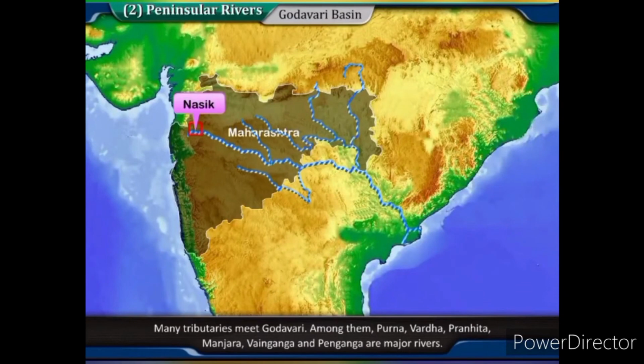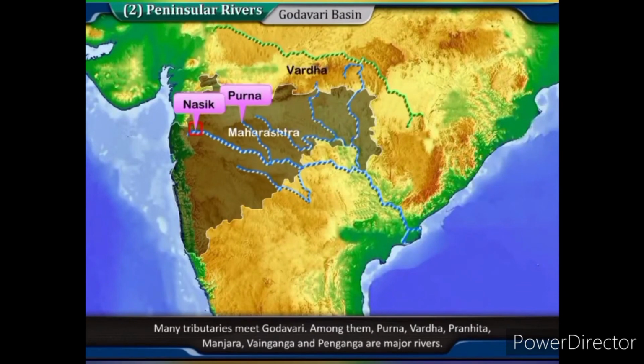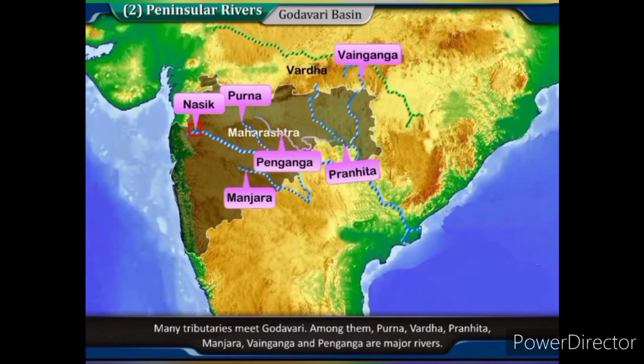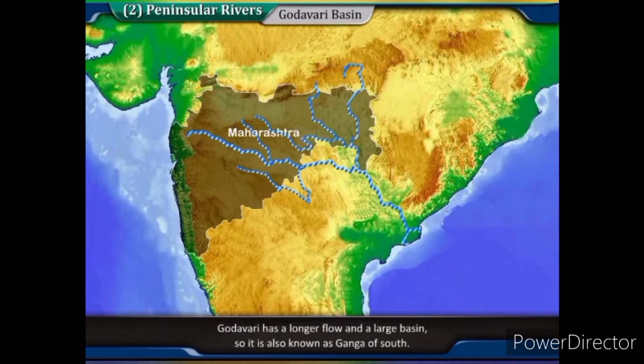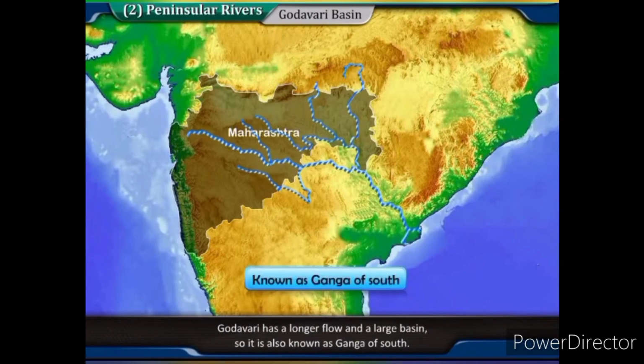Many tributaries meet Godavari. Among them, Purna, Vardha, Pranhita, Manjara, Vainganga and Penganga are major rivers. Godavari has a longer flow and a large basin, so it is also known as Ganga of South.